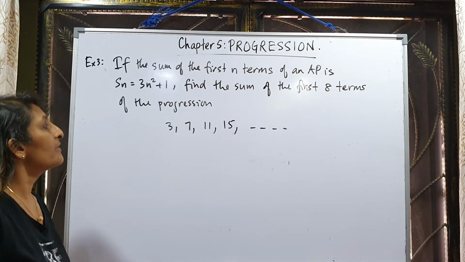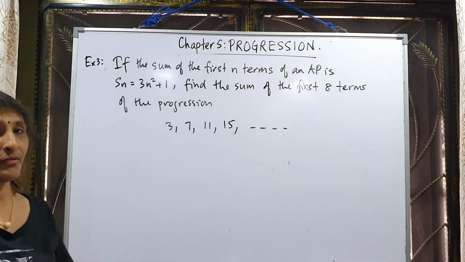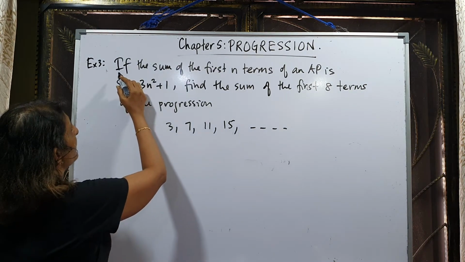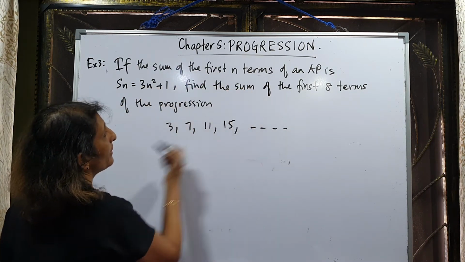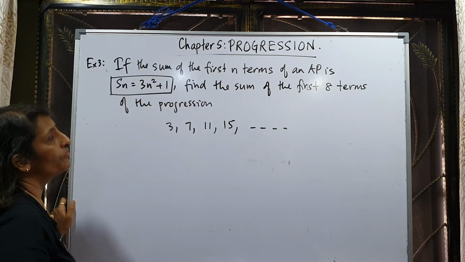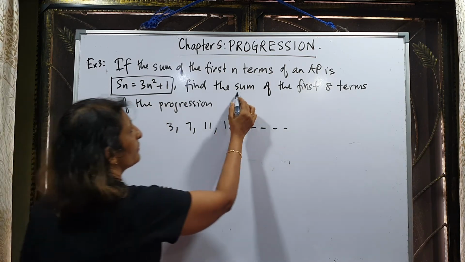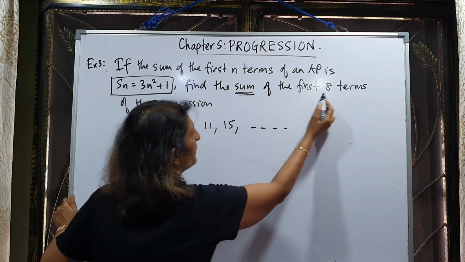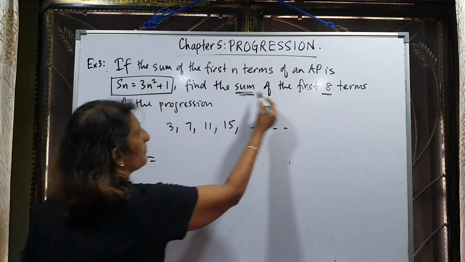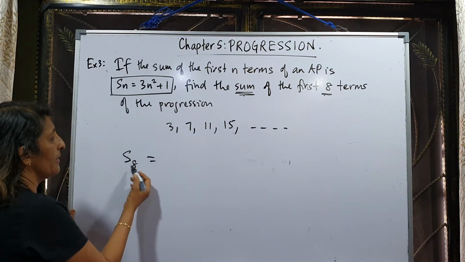Alright, now next example using the sum of first n terms formula. If the sum of the first n terms of an arithmetic progression is this, find the sum of the first 8 terms, meaning you want to find S8, right? Find the sum of the first 8 terms means S8.